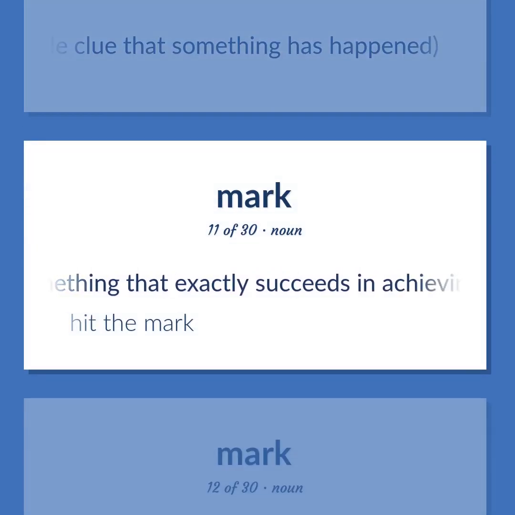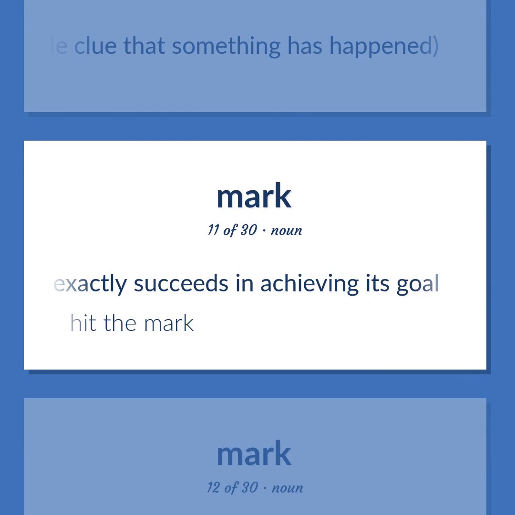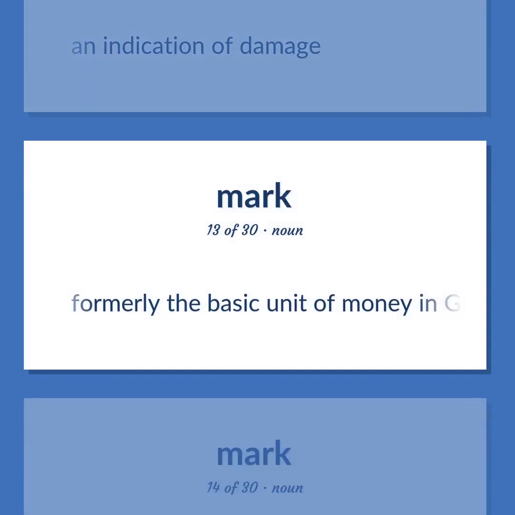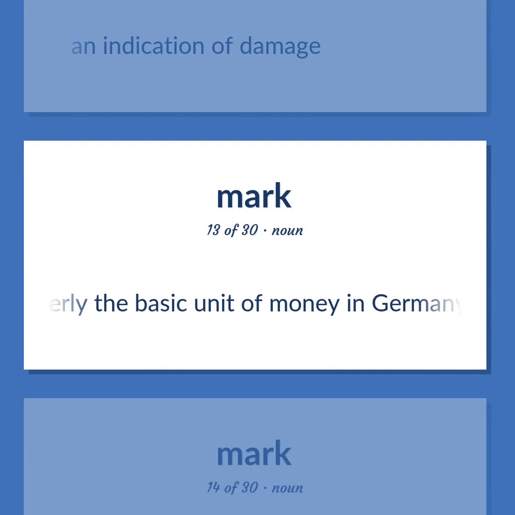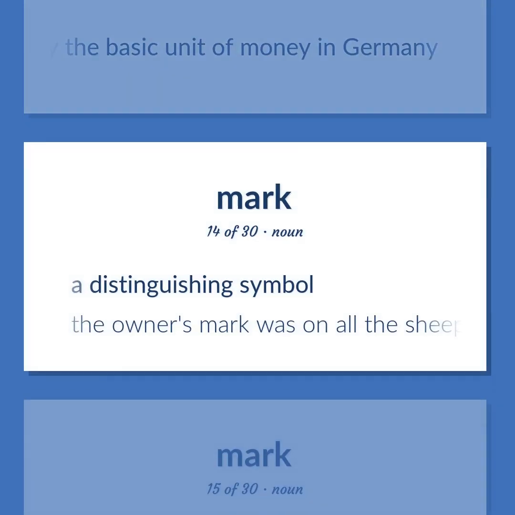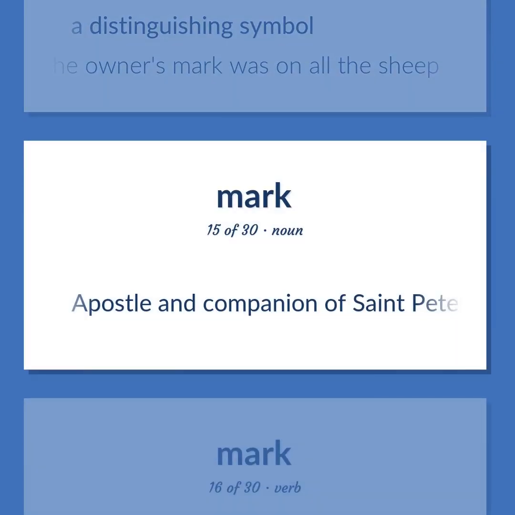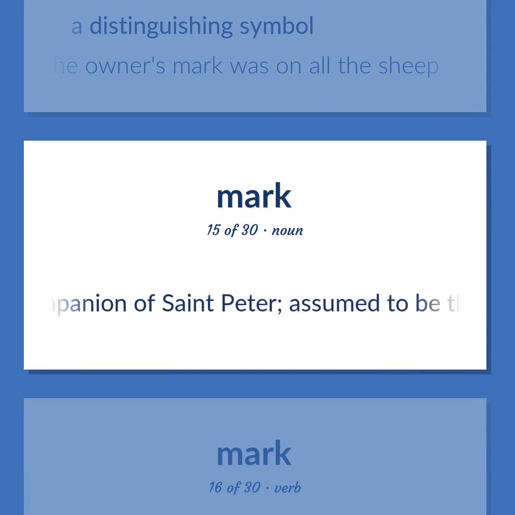Something that exactly succeeds in achieving its goal. Hit the mark. An indication of damage. Formerly the basic unit of money in Germany. A distinguishing symbol. The owner's mark was on all the sheep. Apostle and companion of St. Peter, assumed to be the author of the second gospel.